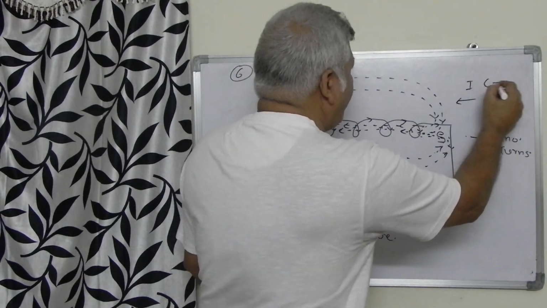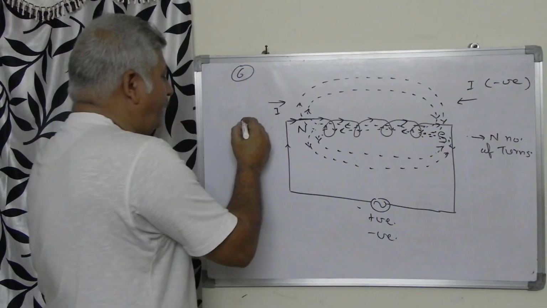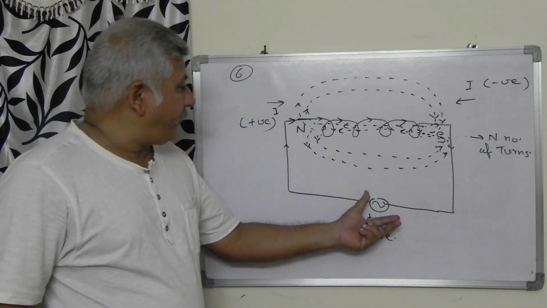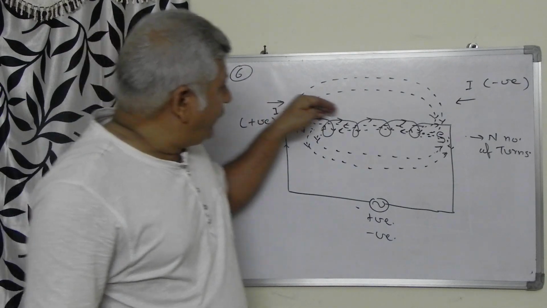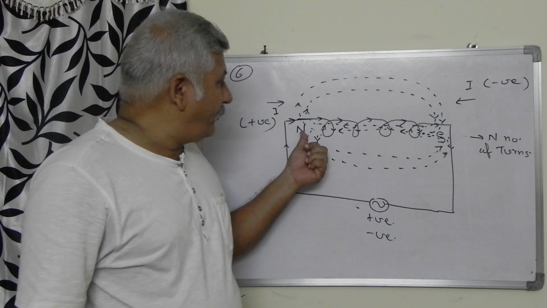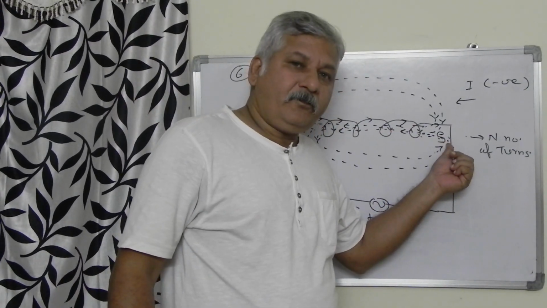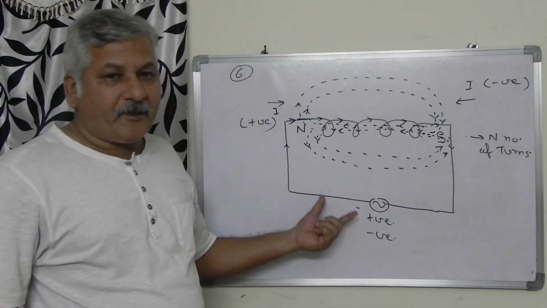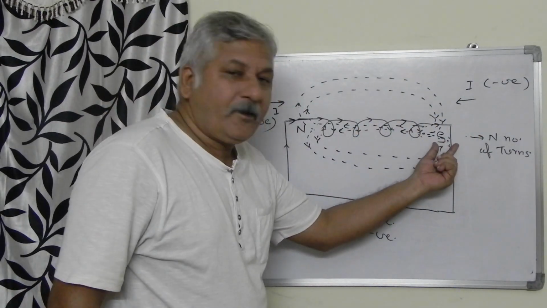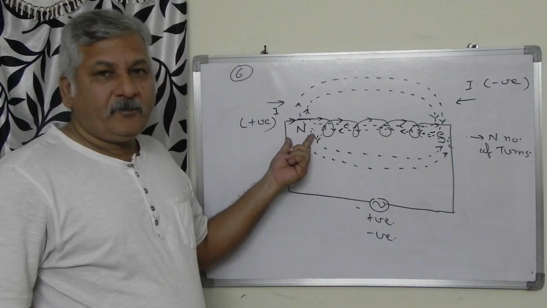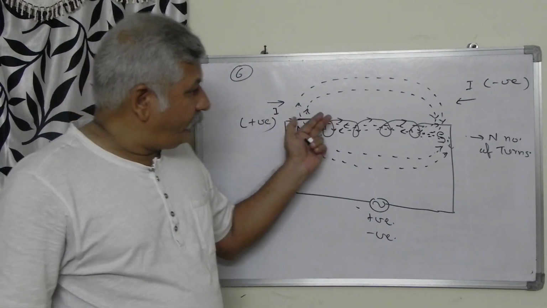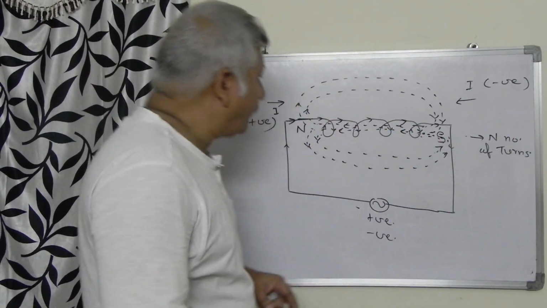So this I during negative cycle, this I during positive cycle. So now what will happen? During positive cycle, this is the direction of current, so this end will become north pole of the magnet, and this end will become south pole. During the negative half cycle, the direction of current will be this. So in this case, this end will become north pole and this end will become south pole. So in this way, we can change these poles of the electromagnet, right?